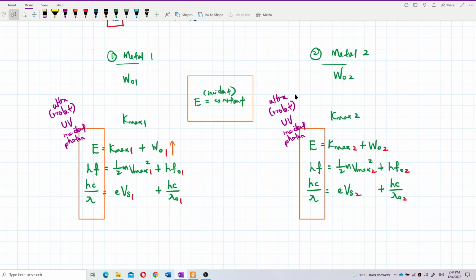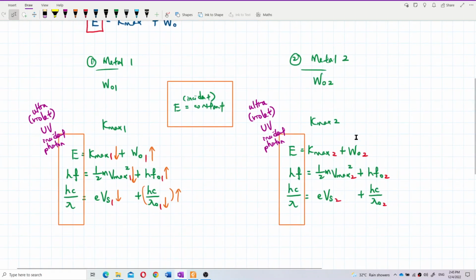That means the Kmax should be smaller. The threshold frequency of method 1 is higher, and the Vmax is smaller. With the threshold frequency higher, the threshold wavelength is smaller. Vmax is lower, so the stopping potential is also lower. When the threshold wavelength becomes smaller, this whole thing becomes bigger, because it divides by a smaller value.